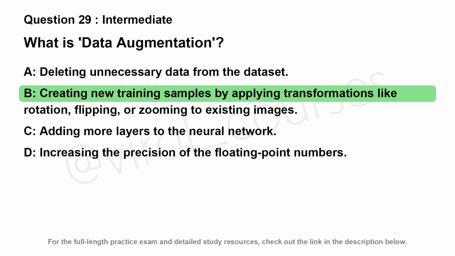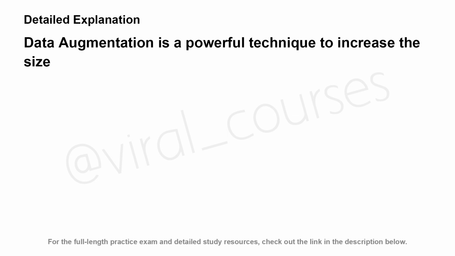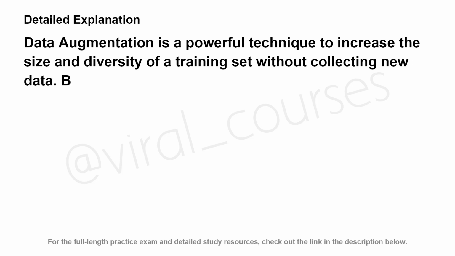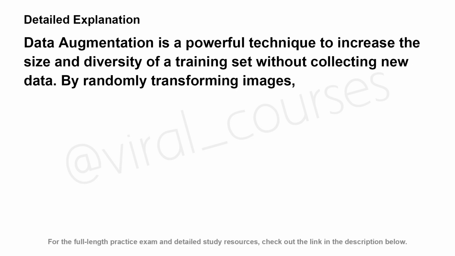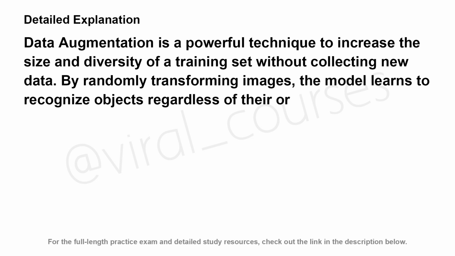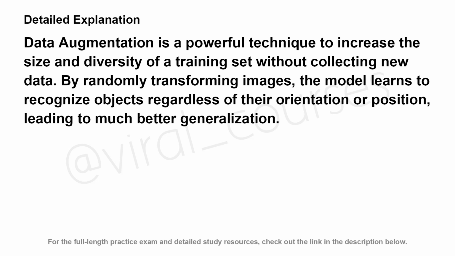The correct answer is B. Data augmentation is a powerful technique to increase the size and diversity of a training set without collecting new data. By randomly transforming images, the model learns to recognize objects regardless of their orientation or position, leading to much better generalization.